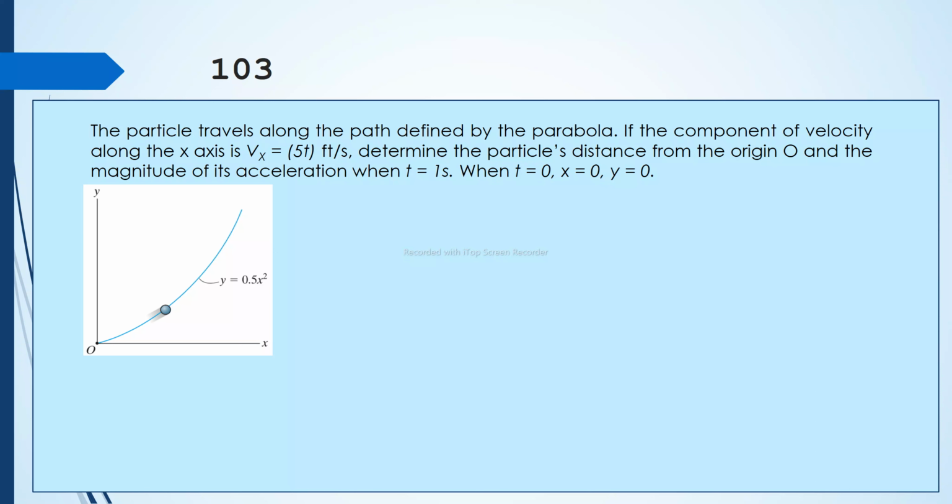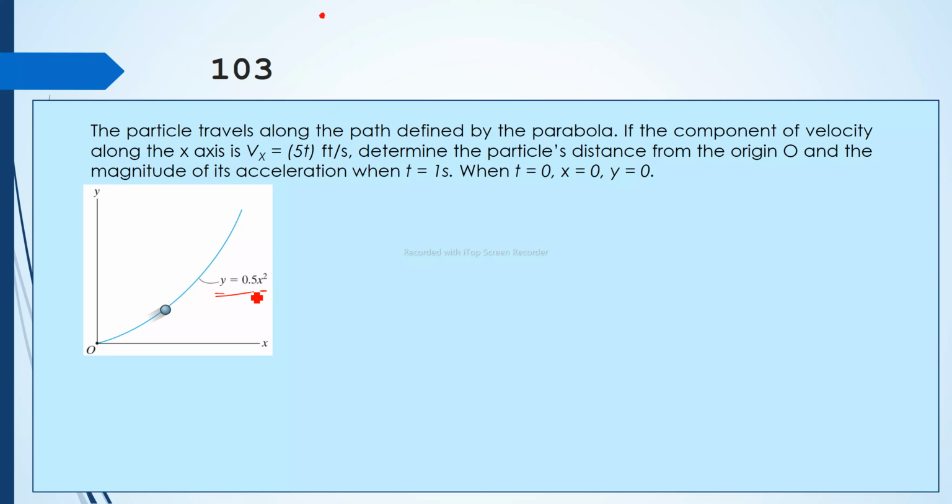If the component of the velocity along the x-axis is vx equal to 5t, and the unit is feet per second, determine the particle's distance from the origin and the magnitude of its acceleration when time is equal to 1 second. Take note that at time equal to 0, our x is equal to 0, and y is equal to 0. Okay, let's list first what were given.